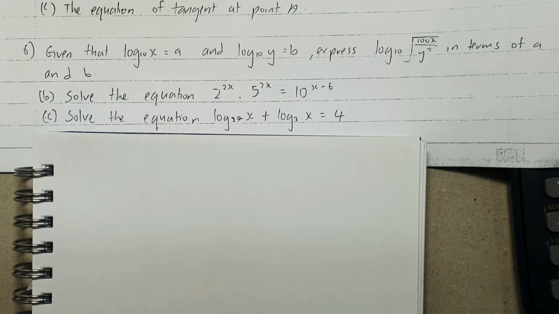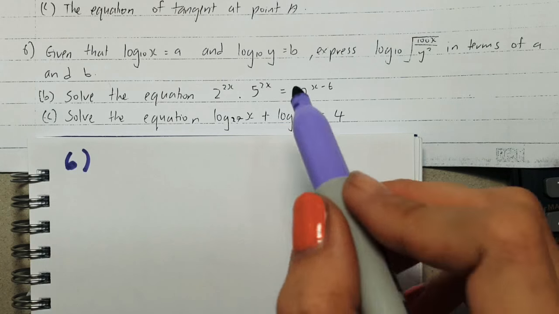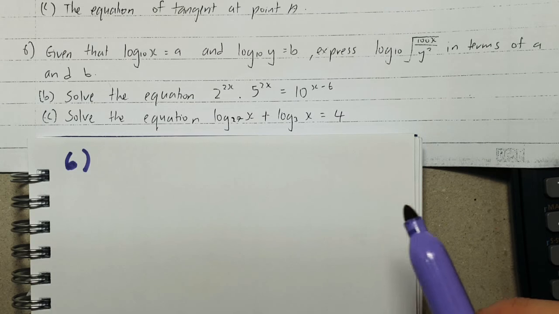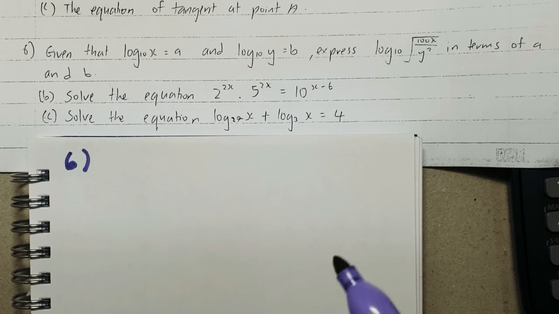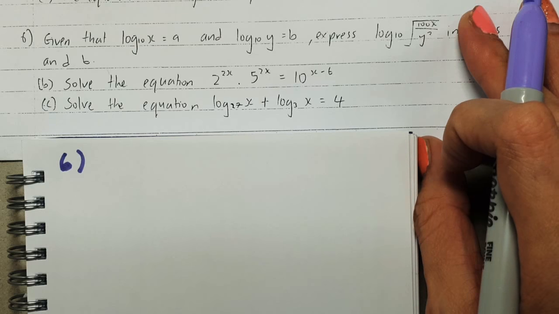All right, question number 6 in paper 2 is a logarithm question. Now in the actual SPM, you may not see this in paper 2, but this is from Form 4. You don't have much question to ask, so they will ask this in paper 2.